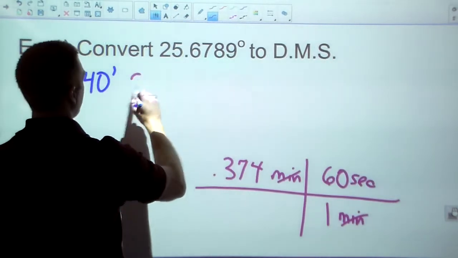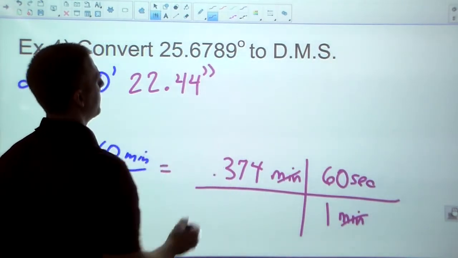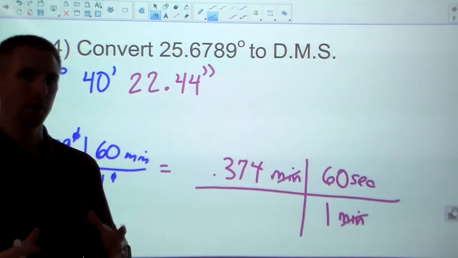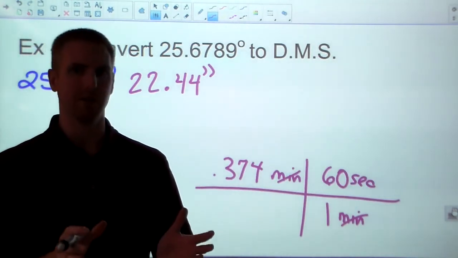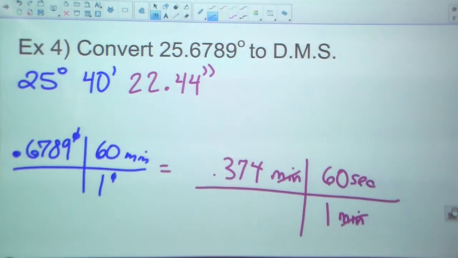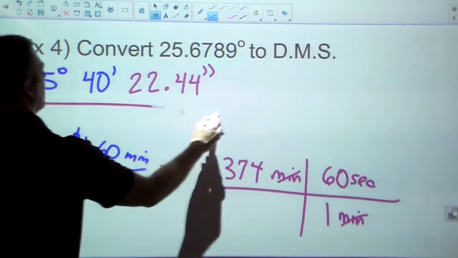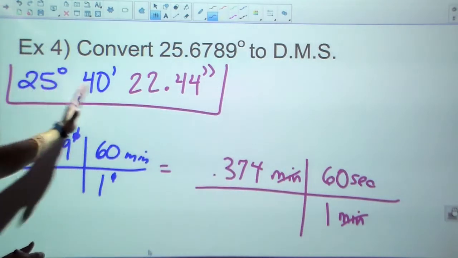So I recommend that you do go to 2 decimal places here. Since seconds are about 100 feet on Earth's surface, 2 decimal places get you to the nearest foot. And that's pretty precise. So I do recommend, again, 2 decimal places for your seconds part. And that'll be our answer in degrees, minutes, and seconds.